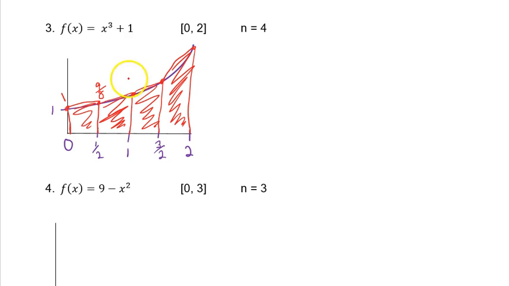1 cubed is 1 plus 1 would be 2. 3/2 cubed would be 27/8. 1 again is 8/8, so if I add that I get 35/8. Then 2 cubed is 8 plus 1 is 9.